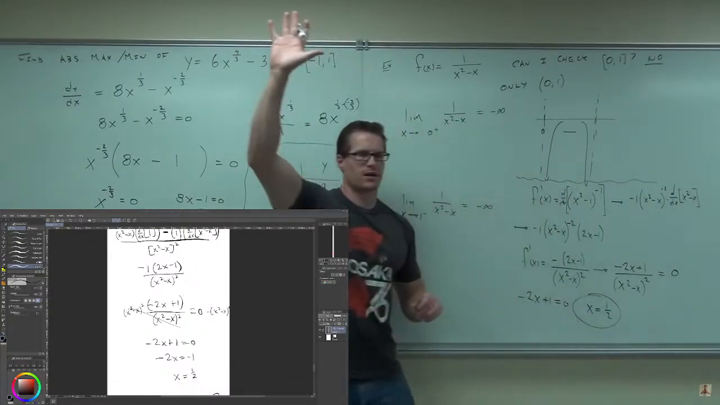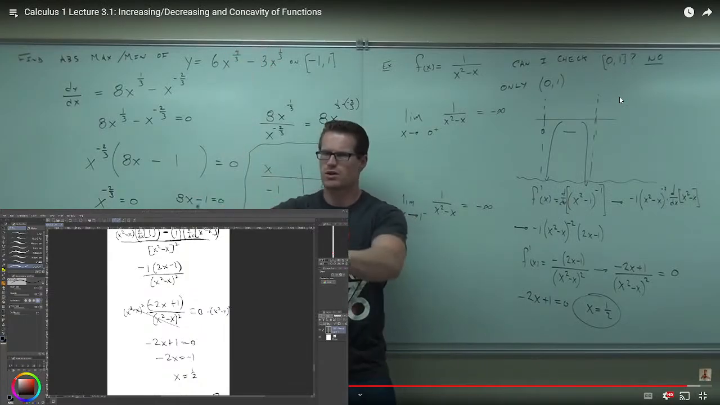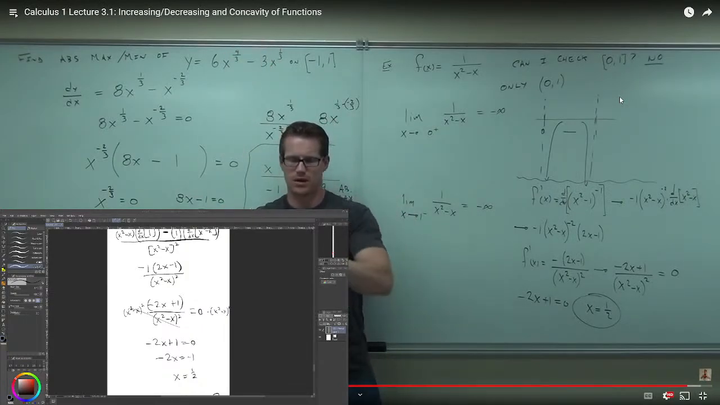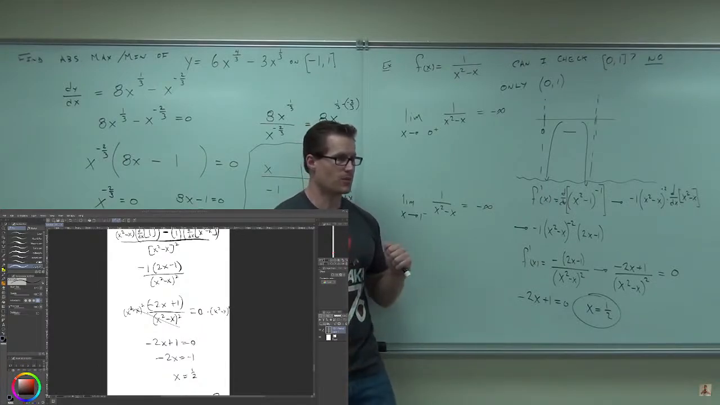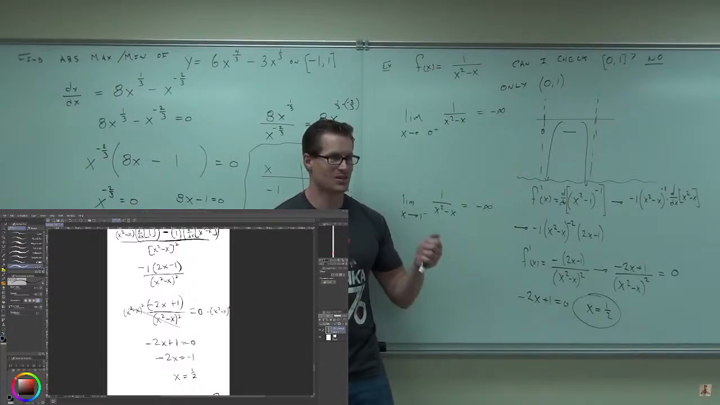Show of hands, how many people feel okay on getting x is 1/2? This row, are you guys okay on this? All right. So x equals 1/2. Is that in our interval? Yep. You should check that, right? You should probably check that. So that's in our interval.